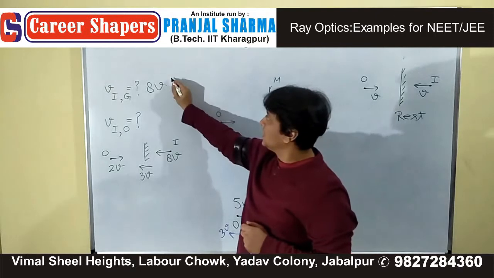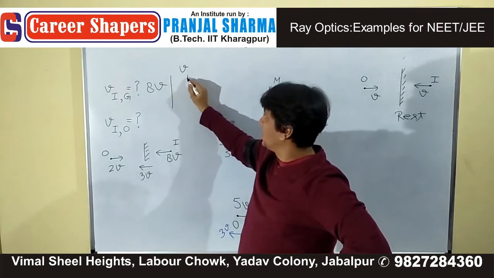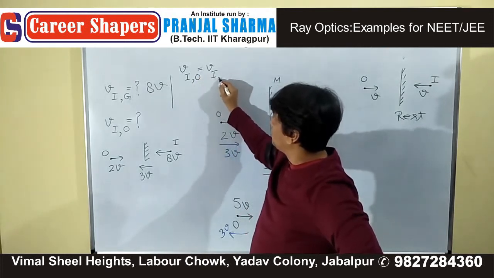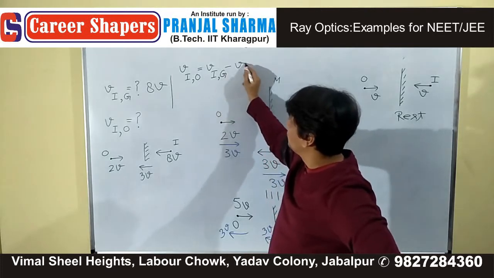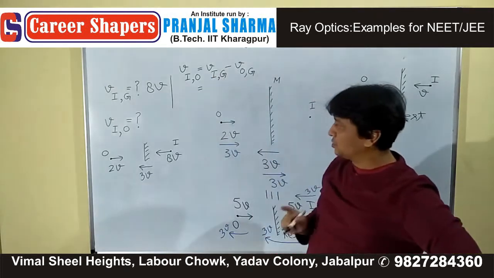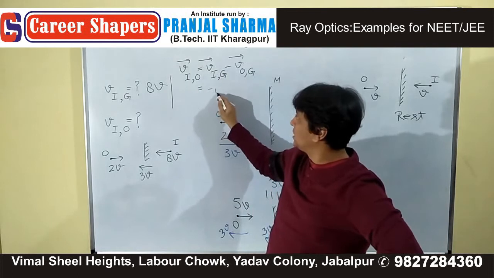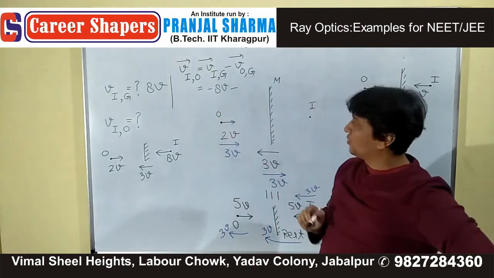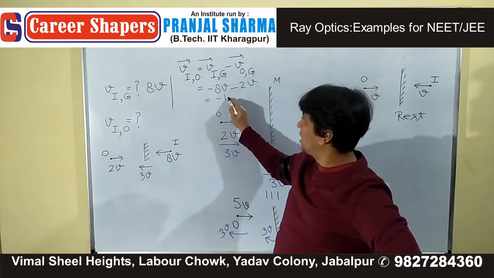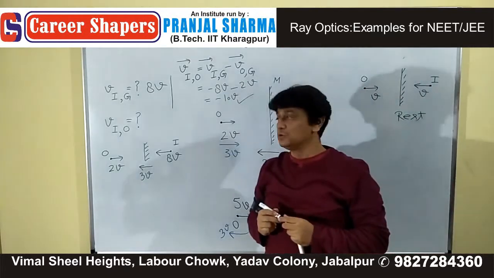Now, let's go for velocity of image with respect to object. One thing you can do is use the relative velocity formula, and the relative velocity formula says this: velocity of image with respect to object is velocity of image with respect to ground observer minus velocity of object with respect to ground observer. Velocity of image with respect to ground observer is 8v. Remember, this is a vector equation. Minus of 8v. Minus velocity of object with respect to ground is 2v. This gives you minus of 10v.